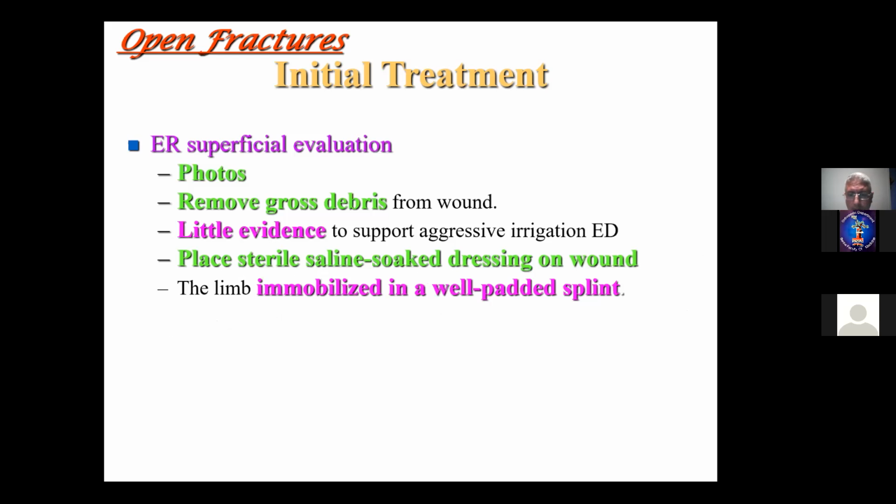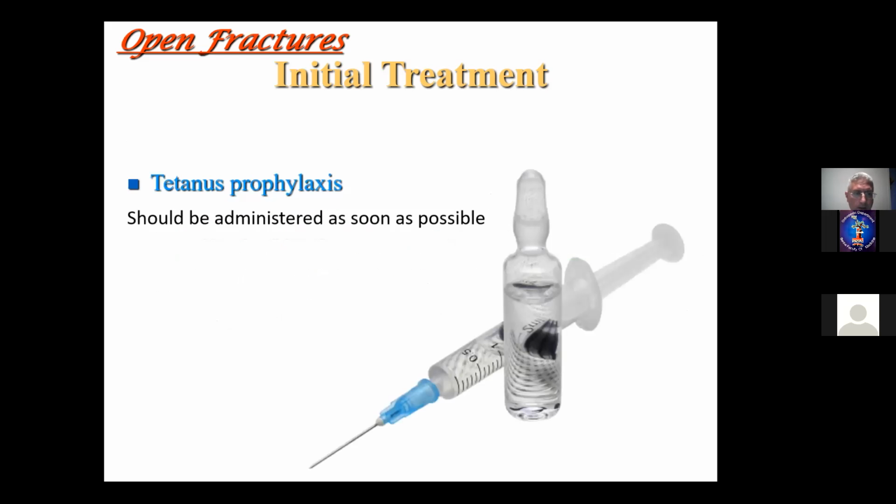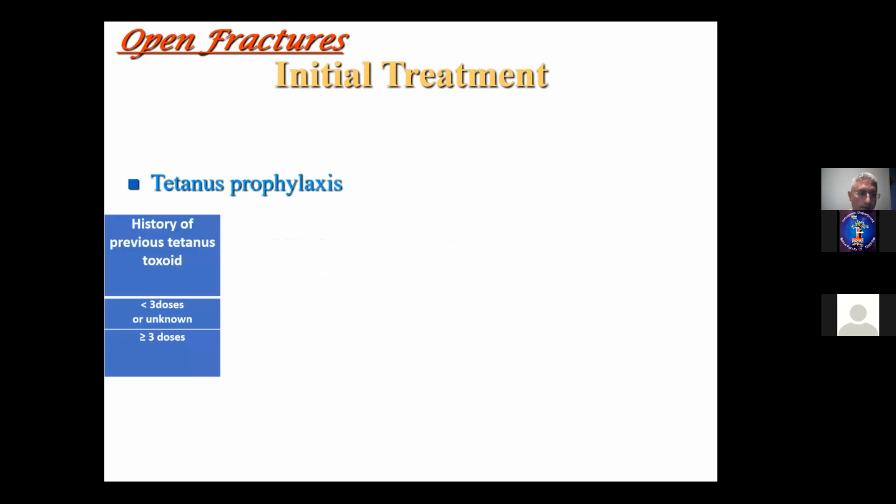Finally, the limb is immobilized in a well-bedded splint. Tetanus prophylaxis should be administered as soon as possible, and we start by asking about the history of previous tetanus immunization. There's one of two cases. Either the patient or the relatives don't know about this, or the patient has altered consciousness, or the patient already knows, but he received less than 3 doses. And the other situation is that the patient completed his 3 doses or even took more booster doses. This is followed by the state of the wound.